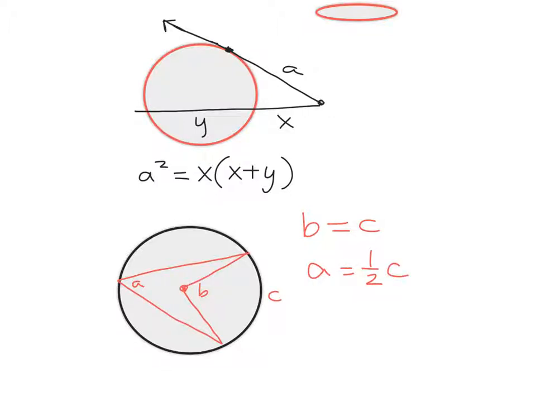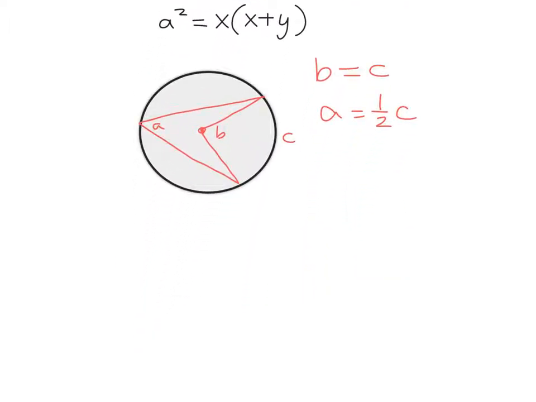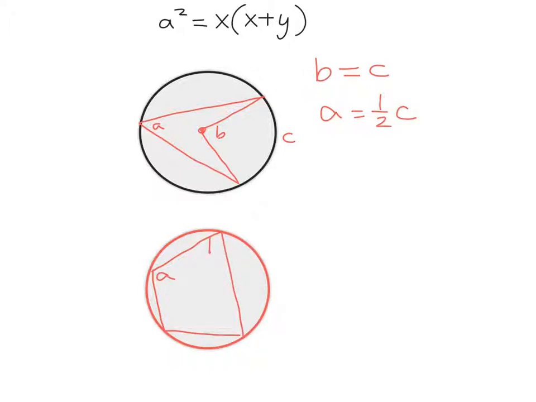How about if you have a quadrilateral inside of a circle, and this is A, B, C, and D. What do you know? A plus C is 180, and B plus D is 180.